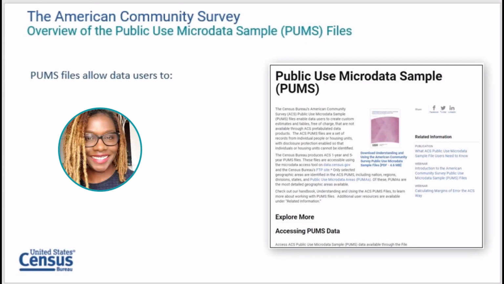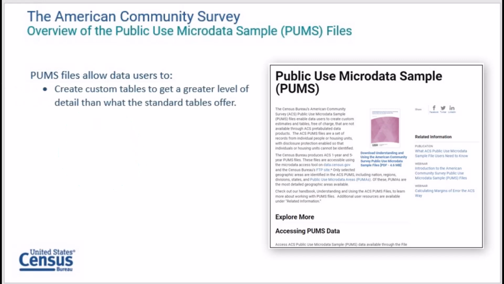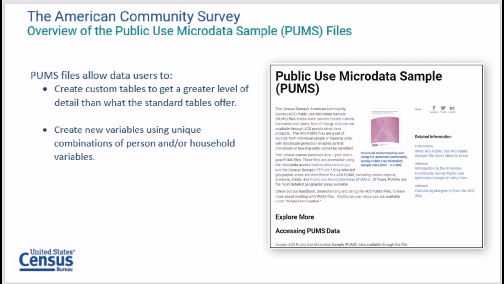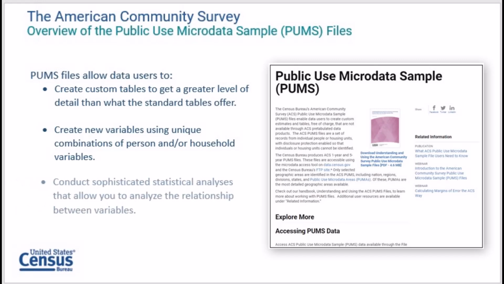PUMS files allow data users to calculate their own estimates and margins of error, or MOEs, that may not be available in published tables on the data.census.gov website. The PUMS allows you to create custom tables to get a greater level of detail than what the standard tables offer, create new variables using unique combinations of person and/or household variables, and conduct sophisticated statistical analyses that allow you to analyze the relationship between variables.